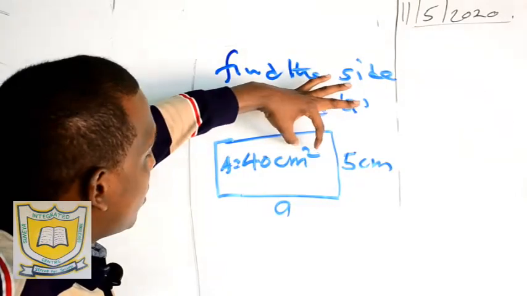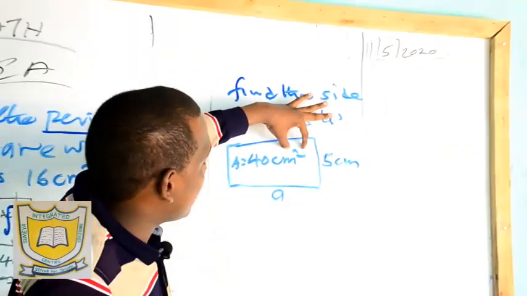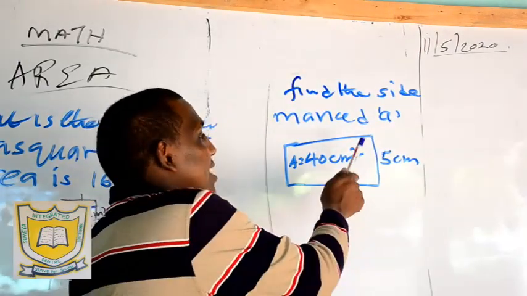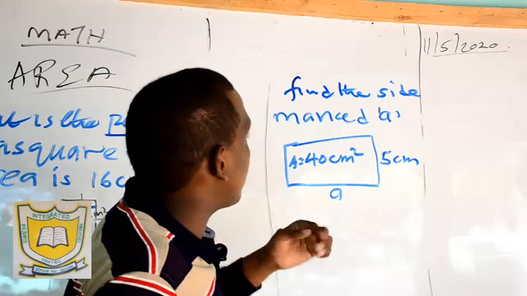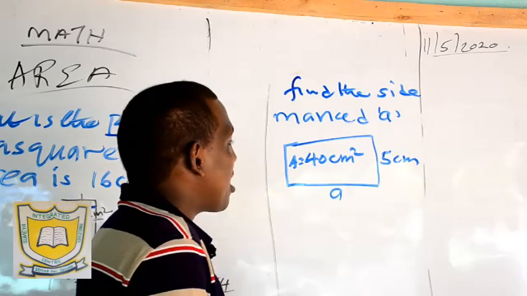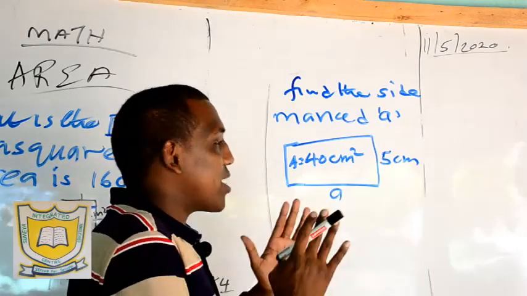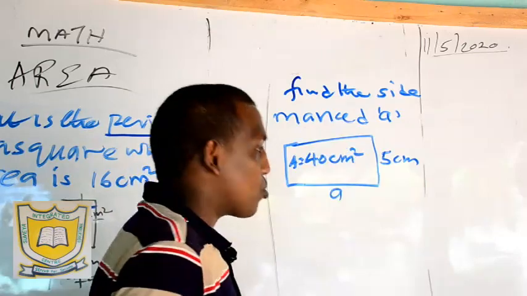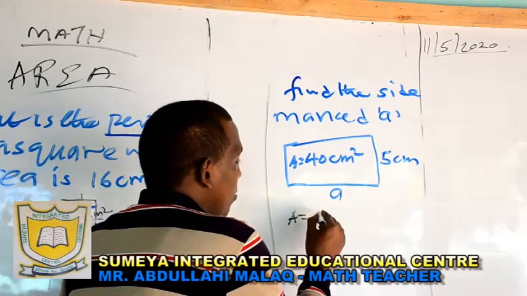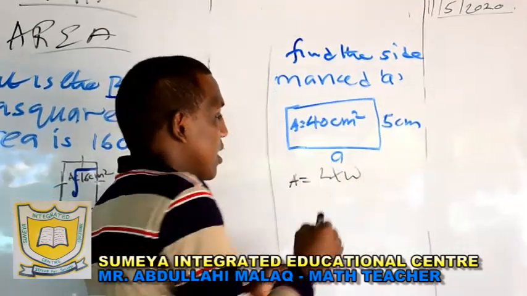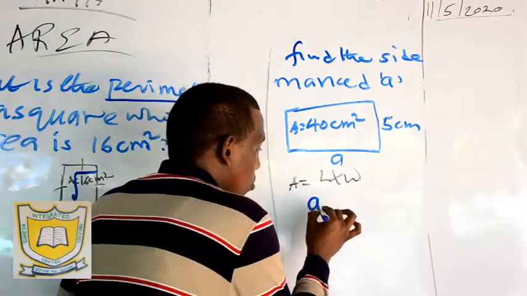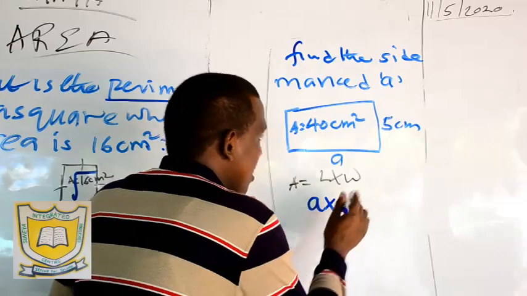When you see centimeter squared, that's not a side or a length. It is the area. So now they said find the side, mark the A. I'm given the area. I already said whenever you are given the total area, you use the formula for getting area to get the other side. So area is equal to, now remember this is a rectangle, length times width. Length, which is A, we don't know, times the width, which is 5.